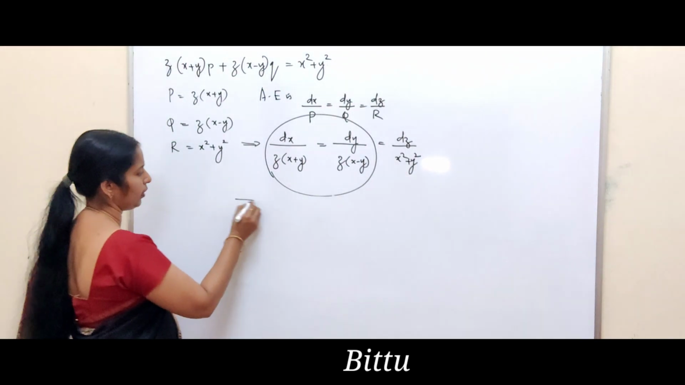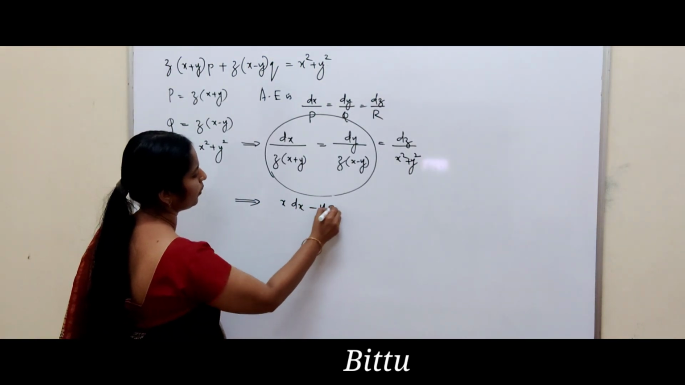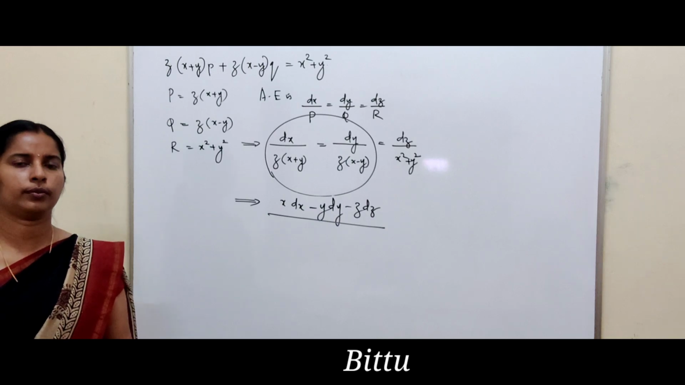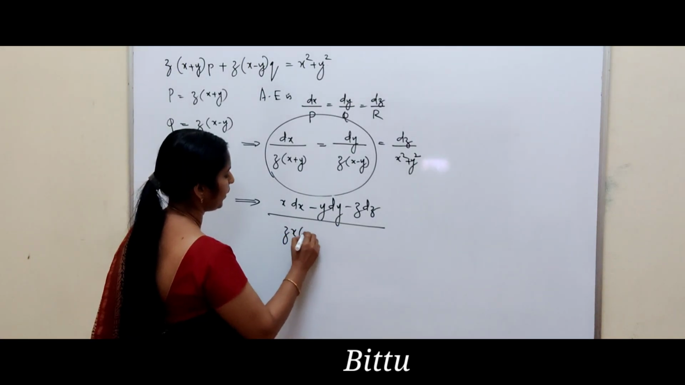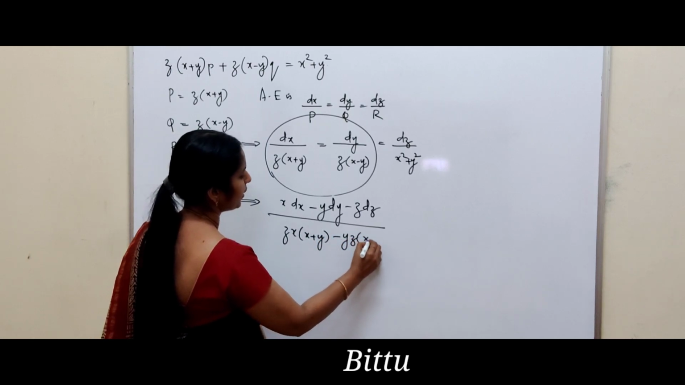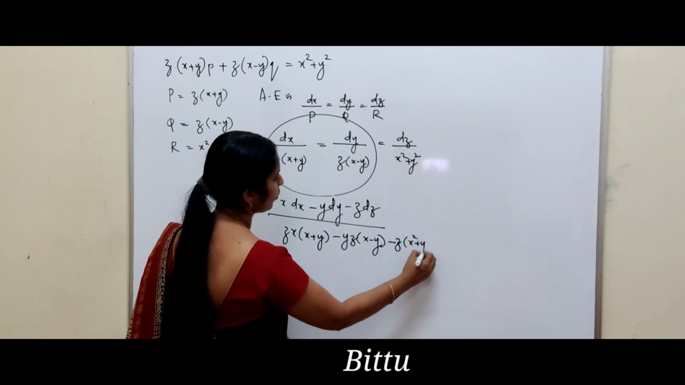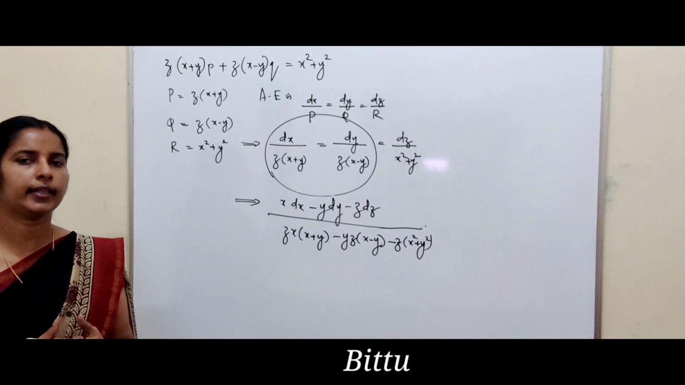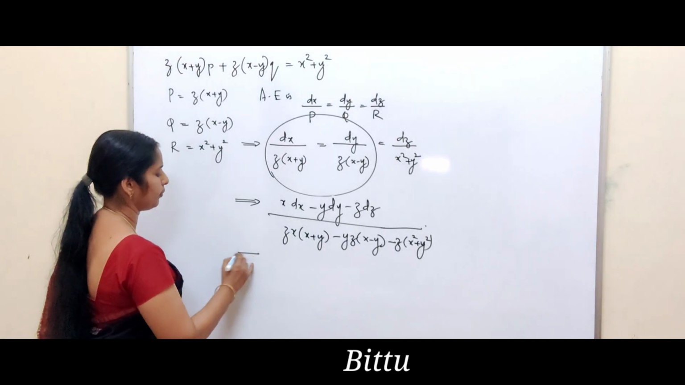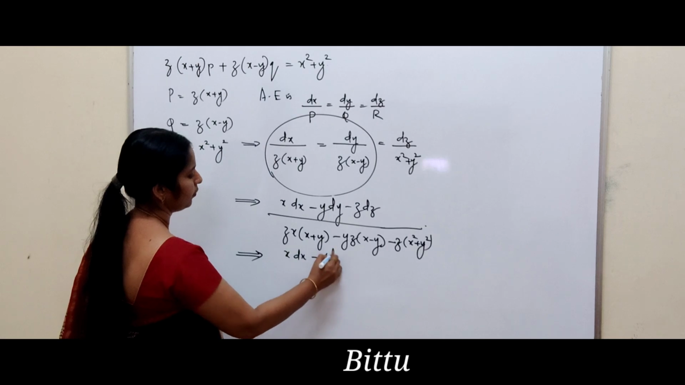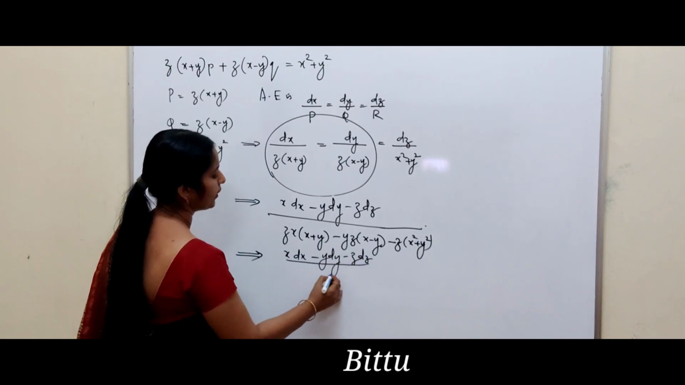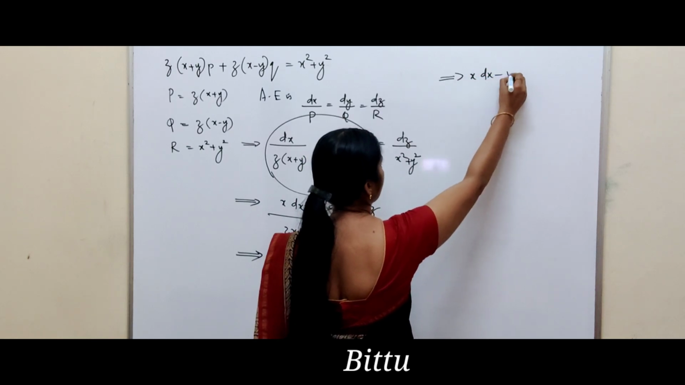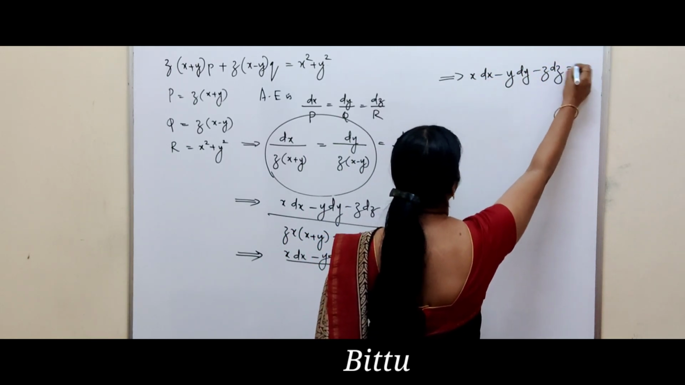If you take this combination, that is x dx minus y dy minus z dz, then we can see the denominator combination is also 0. That is zx into x plus y minus yz into x minus y minus z into x square plus y square. If you open the bracket and expand it, like terms will cancel each other and the denominator is 0. So in the multiplier technique, this implies x dx minus y dy minus z dz equal to 0.